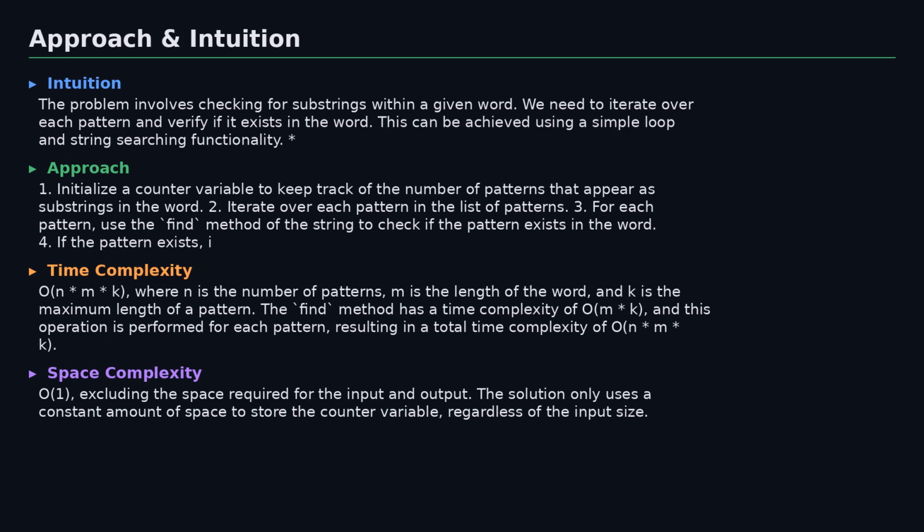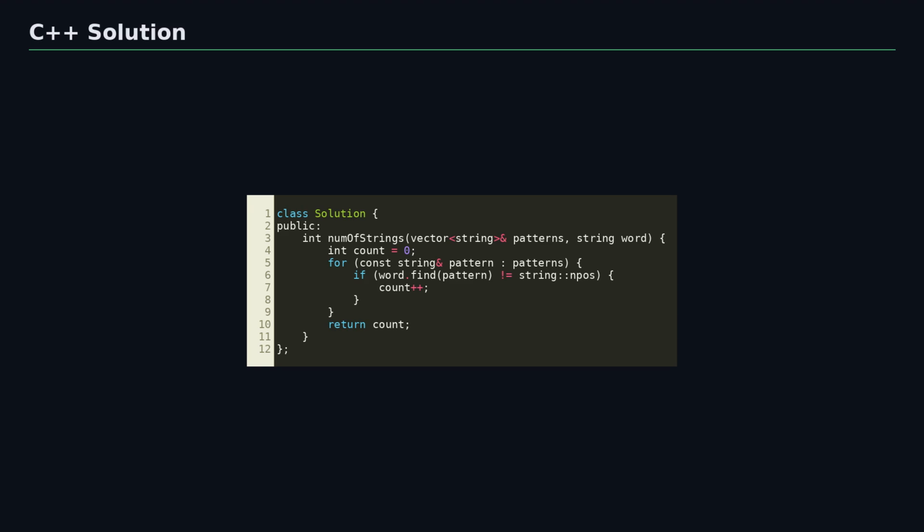To solve this problem, we can follow a straightforward approach. We'll start by initializing a counter variable to keep track of the number of patterns that appear as substrings. Then, we'll iterate over each pattern in the list of patterns. For each pattern, we'll use the string searching functionality to check if the pattern exists in the word. If it does, we'll increment the counter. Finally, we'll return the counter value, which represents the number of strings that appear as substrings in the word.